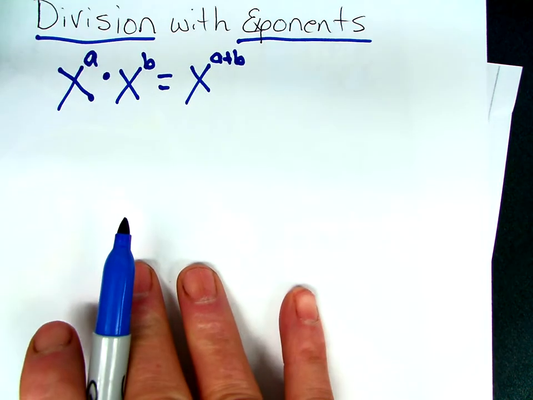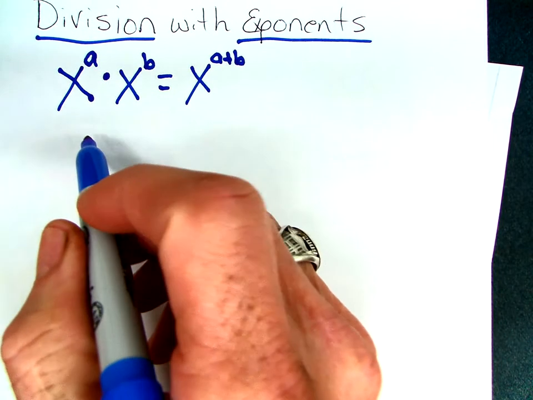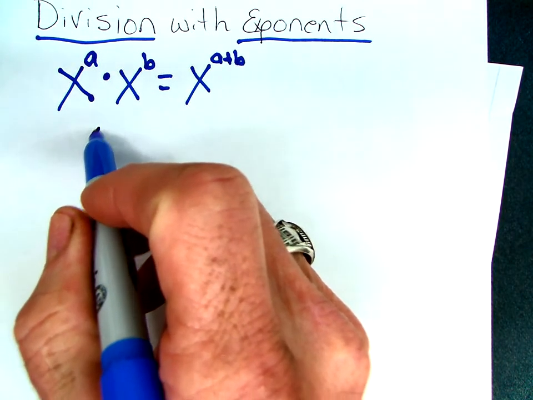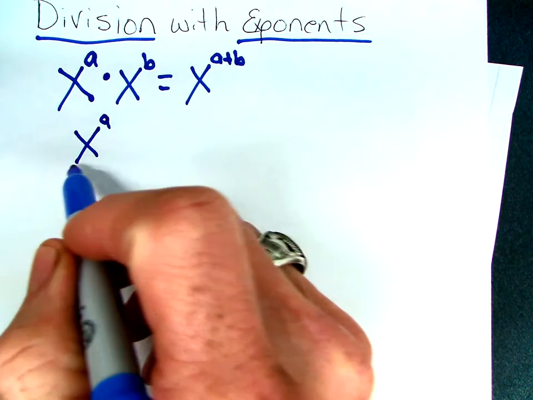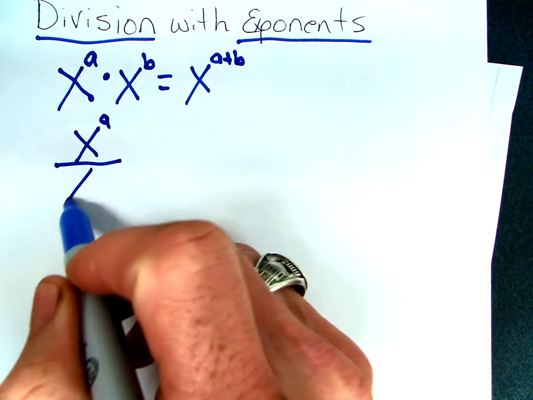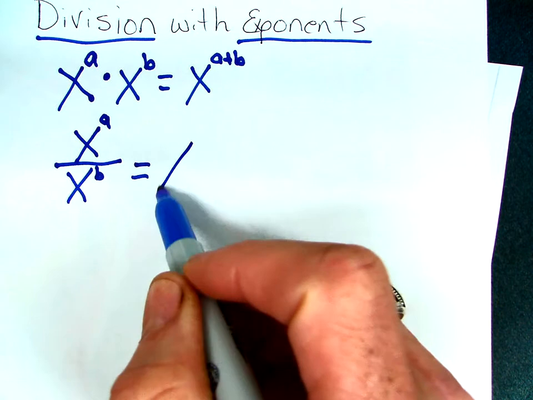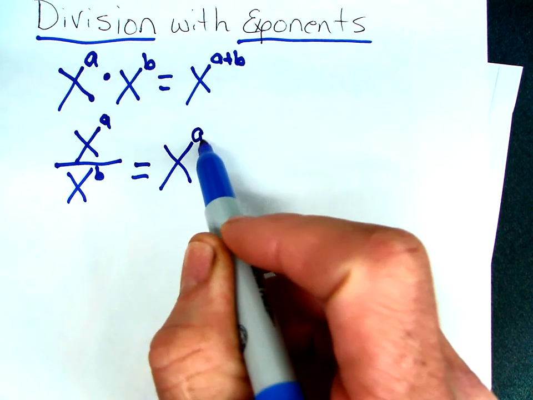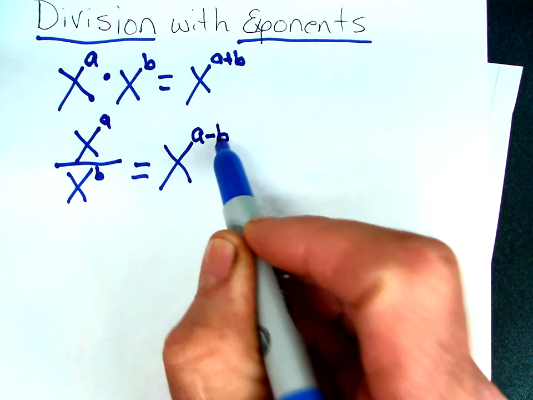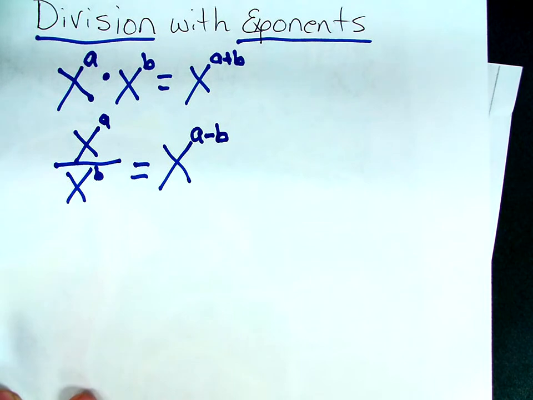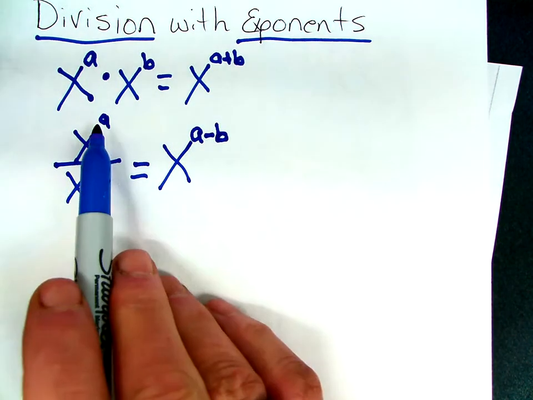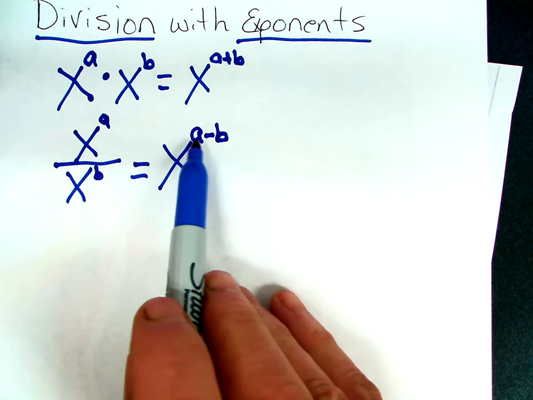Division is exactly the opposite. The rule for division is x to the a being divided by x to the b equals x to the a minus b. The one on top subtracted by the one on bottom. A minus b.